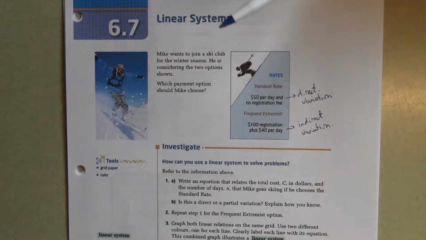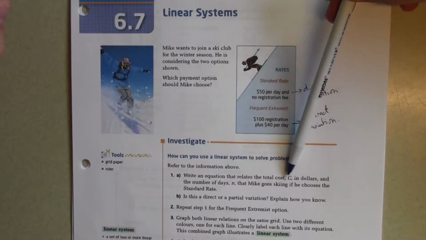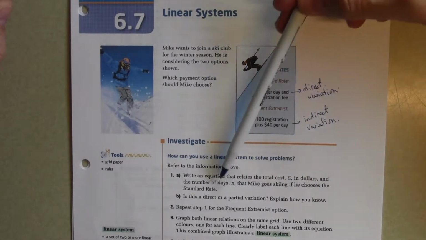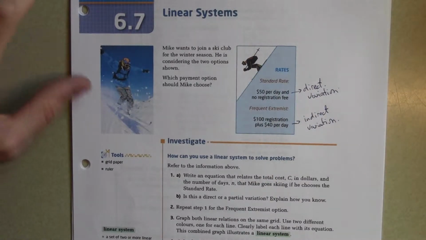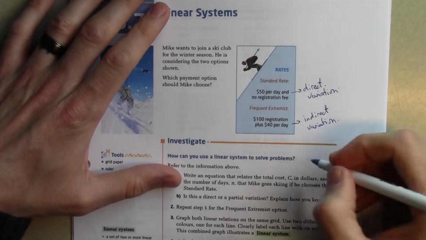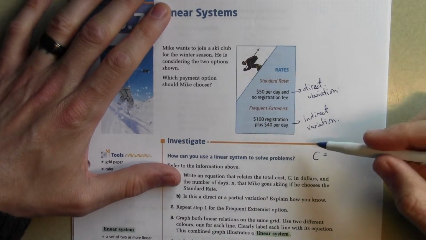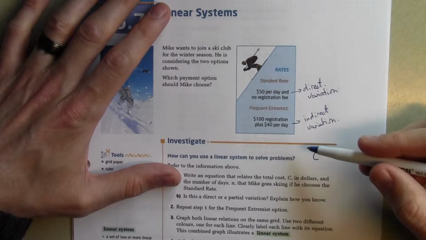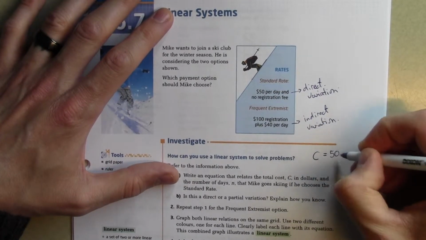Okay, how can you use linear systems to solve problems? Refer to the information above. Write an equation that relates the total cost, C, in dollars, and the number of days, N, that Mike goes skiing if he chooses the standard rate. So here's our total cost. C is going to be equal to, what value am I going to use here for slope? 50. Right, 50N.